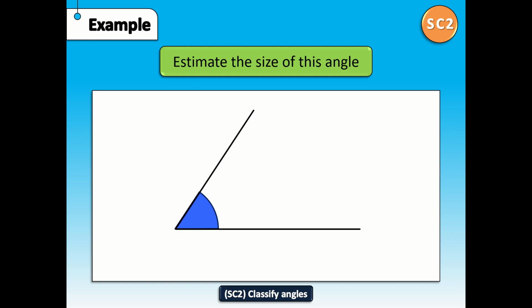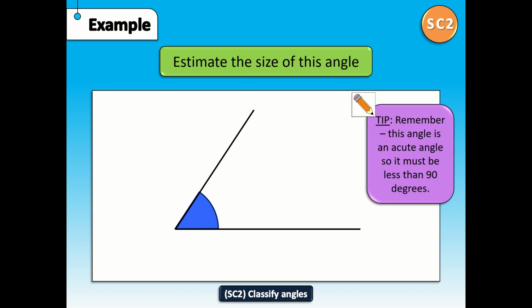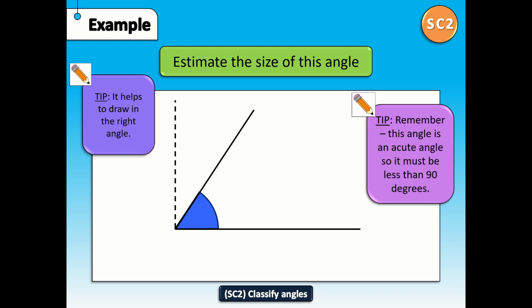So now we're going to have a look at estimating the size of angles. So this is an acute angle, so it must be less than 90 degrees. If we draw a right angle to help us, you can see it's just over halfway. So it's going to be just bigger than 45 degrees. So we can say it's going to be around 55 degrees.